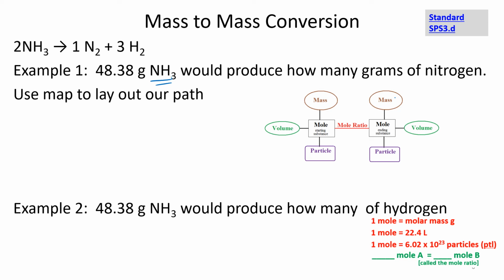So NH3 is going to be on the left, and I am starting with grams. That means I'm starting right here with mass, with a nice blue scribble. I'm ending with nitrogen, so that's my ending substance, and I'm ending with mass as well.